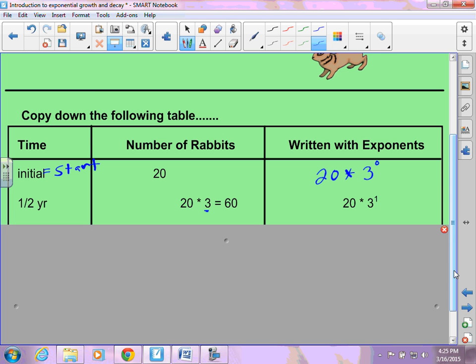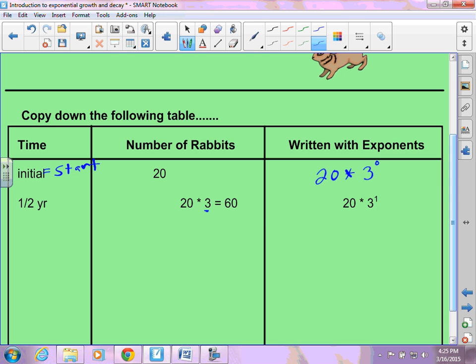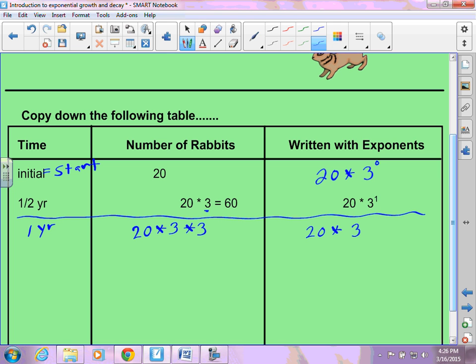Right? Let's go on then. I've got a half a year down. I'm going to go to 1 year. Right? That's 6 months later. I'm going to take 20 times 3 from up above, and I'm going to multiply by 3 again. Right? And you're going to notice that that's 20 times 3 to the second. Right? And if I do the math, I end up with 180 rabbits. Wow, that's a lot of rabbits.